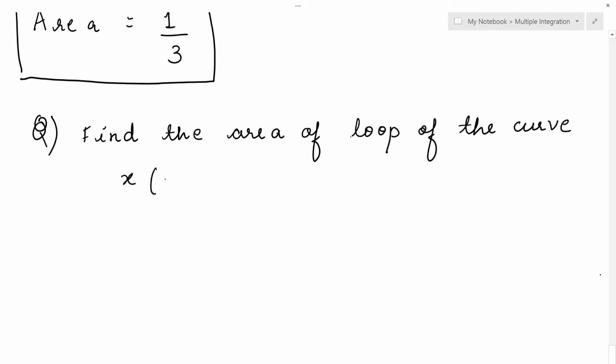The curve is x into x square plus y square equals a into x square minus y square. Okay, the equation, if we simplify this equation, if we open the brackets, this equation can be written as what? You can take x square common and then you can simplify this equation.